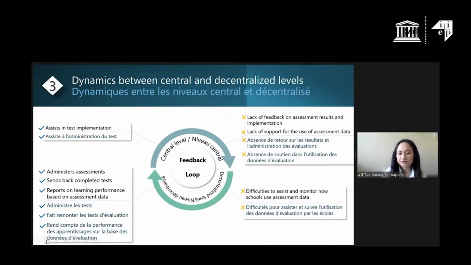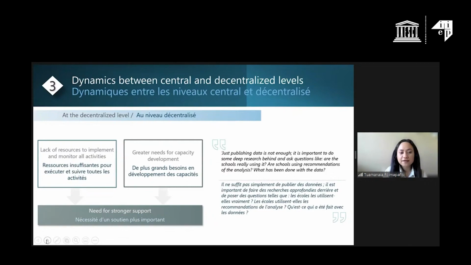But when it comes to assisting and monitoring the use of data in the schools, or just to monitor the recommendations and their implementation, they're faced with some major difficulties. And these difficulties are mainly material difficulties, because they don't have the financial and material resources to make sure that all the activities are carried out and monitored appropriately. And the other point is also their needs in skills, because at the decentralized level, they have really great needs for capacity development.